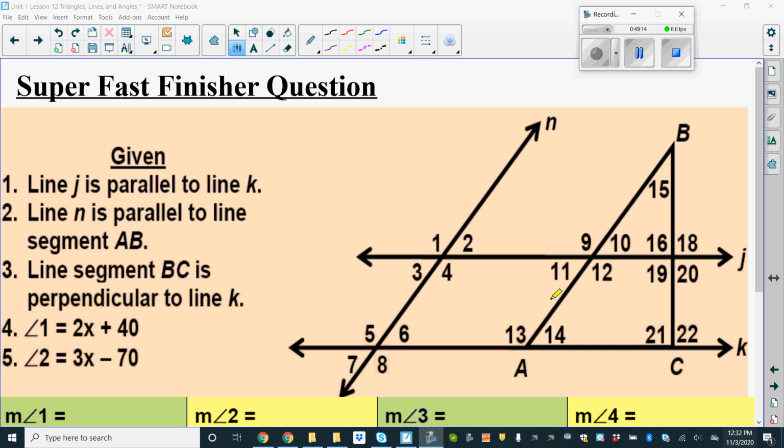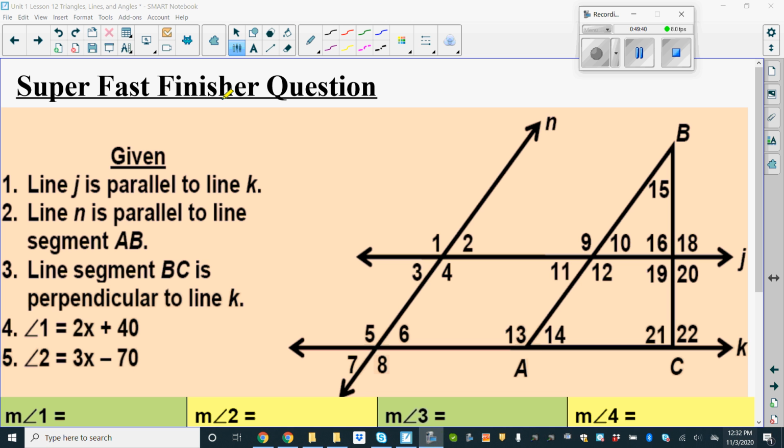Line segment BC is perpendicular to line K. So that line here is perpendicular to this line. But we know BC is also perpendicular to this line because these lines are parallel to each other. So if they're perpendicular to K, this will also be perpendicular to J.